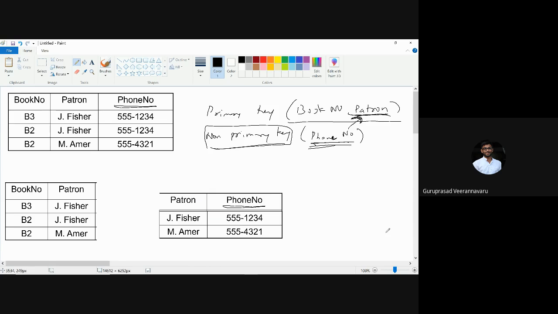In such scenarios, what we are supposed to do is break this down and separate out the non-primary key and this subset of the primary key into another table like this. Then we say that the table is in 2NF. It's in second normal form.